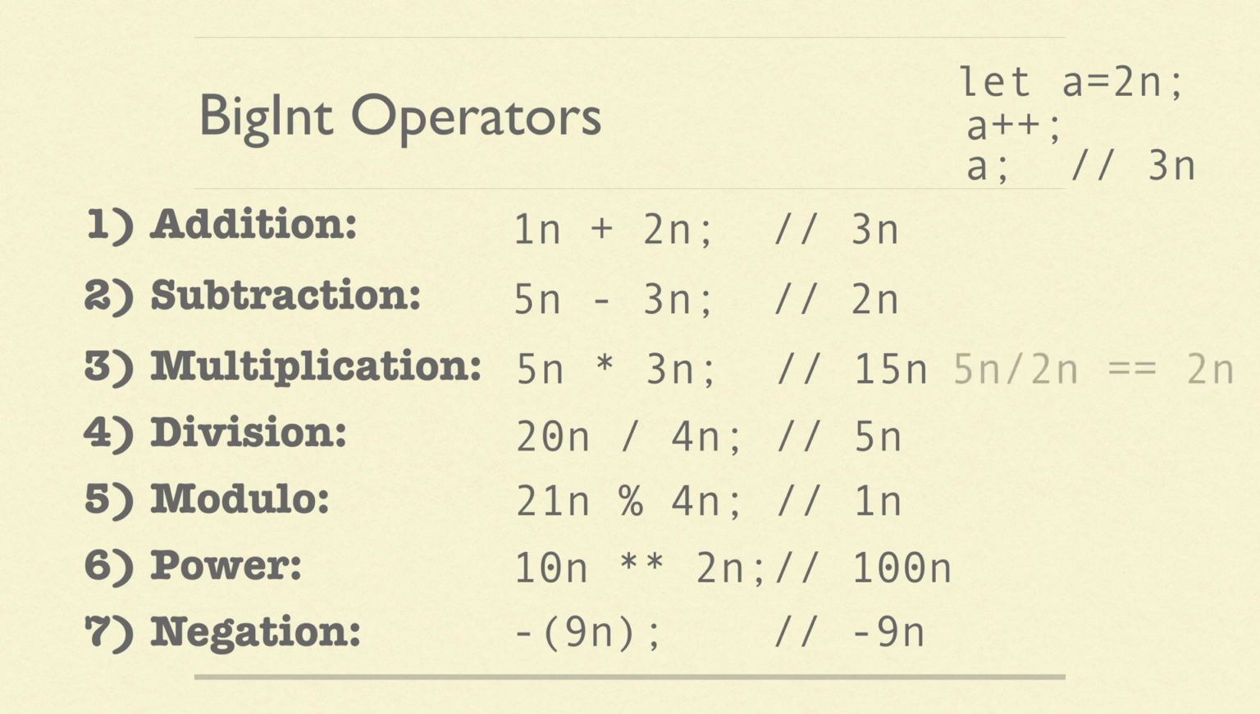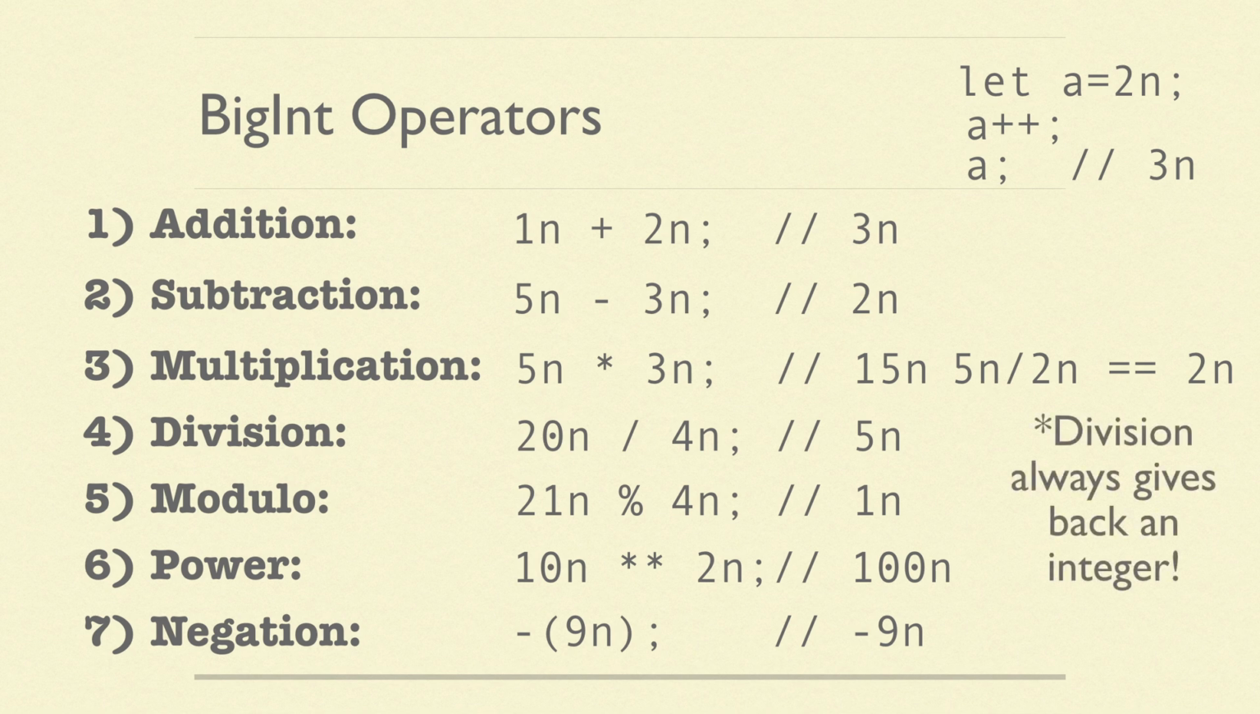One caveat here is that if you divide and get back a decimal, you will get the Math.floor version of the result. So for example, 5n divided by 2n will give you 2n, not 2.5n. Since remember, BigInts can't be a decimal. So besides this one minor caveat, you can pretty much perform most operations with BigInts.